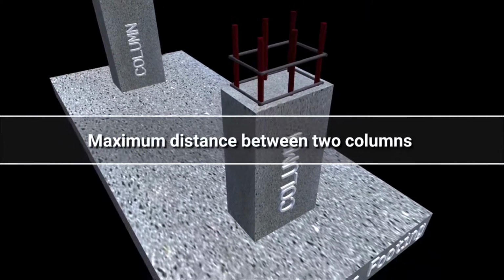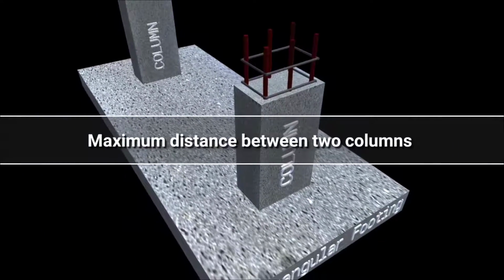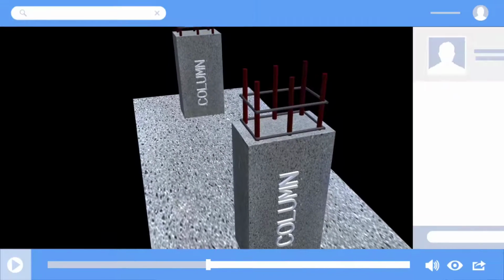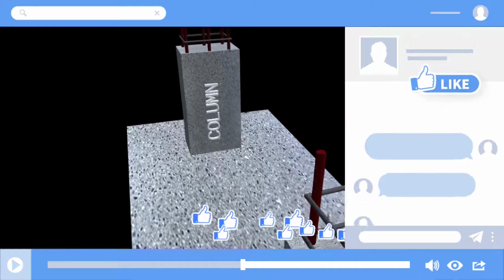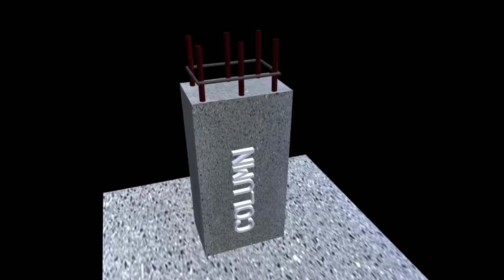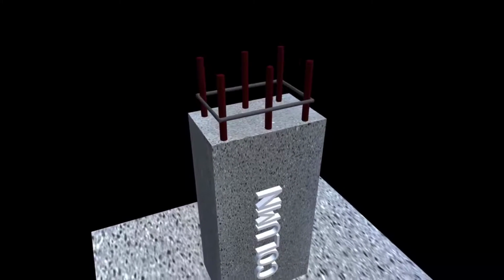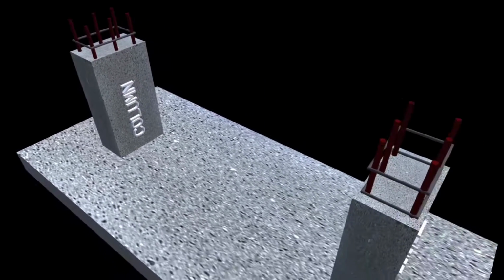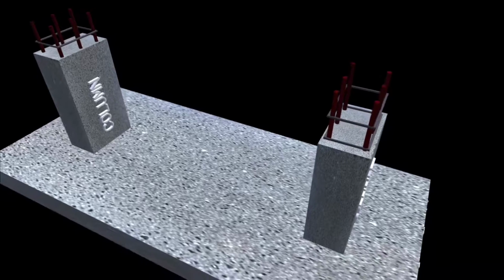Columns are the compression members of a building structure and play an important role in transferring the load from superstructure to substructure. That's why these members should be casted properly by using good quality material and with great care to maintain the stability of structure for long run.